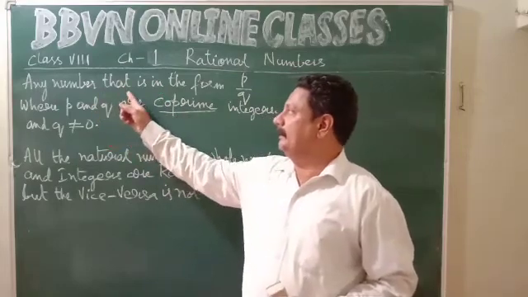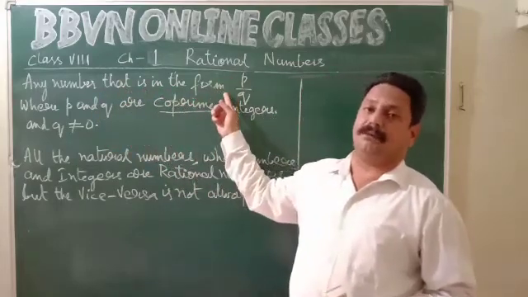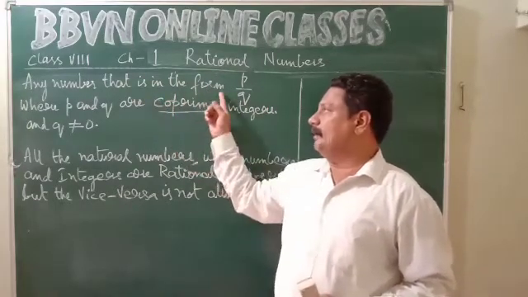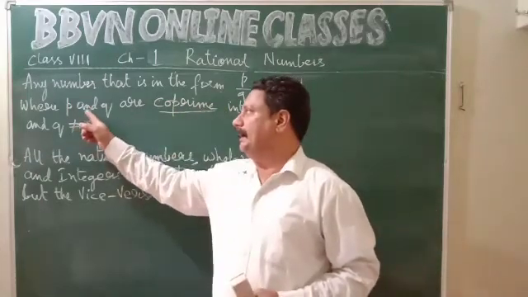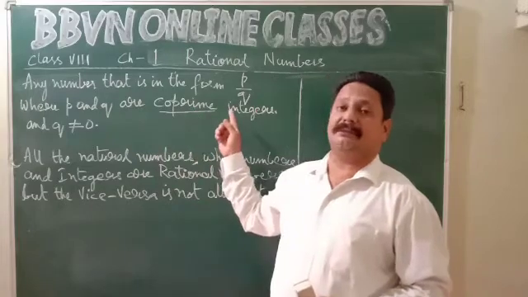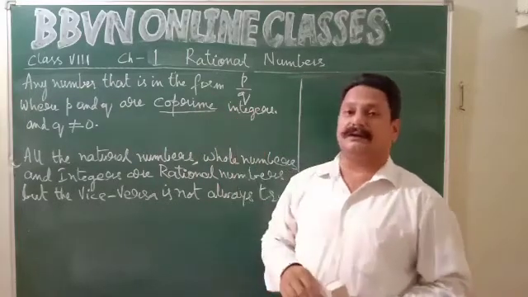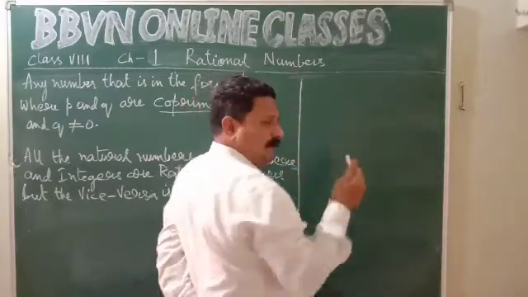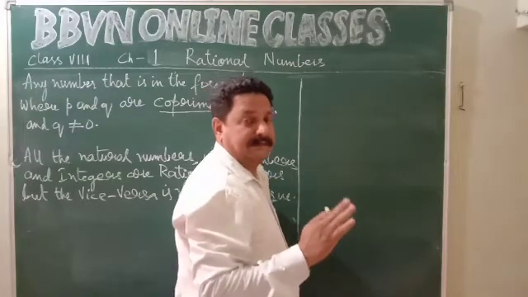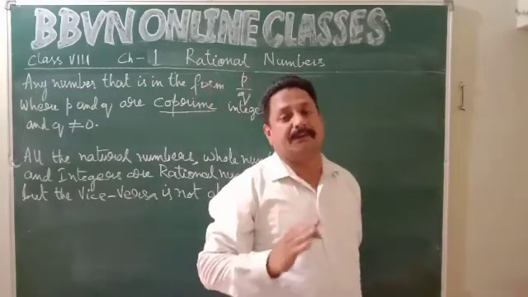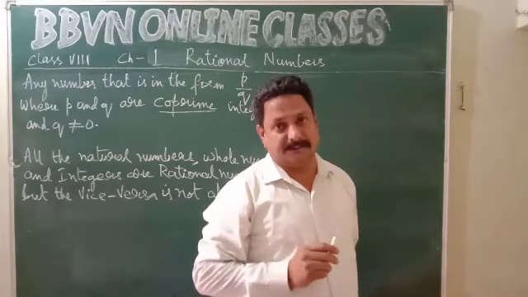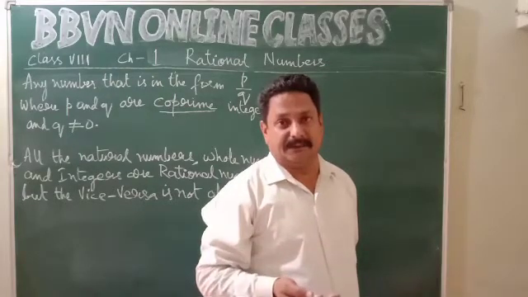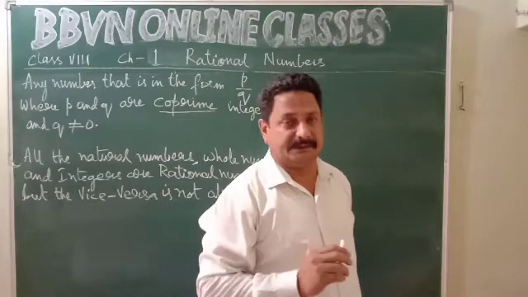Definition: any number that is in the form P upon Q. P is the numerator, Q is the denominator. Any number that is in the form P upon Q, where P and Q are co-prime integers. First we have to understand what is a co-prime integer. Suppose you all understand prime numbers and composite numbers. Numbers which do not have other prime factors are called prime numbers, and the numbers which have more than one prime factor are called composite numbers.